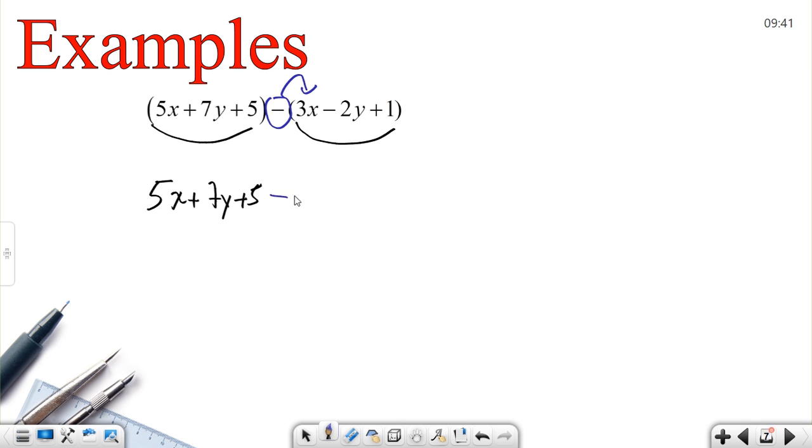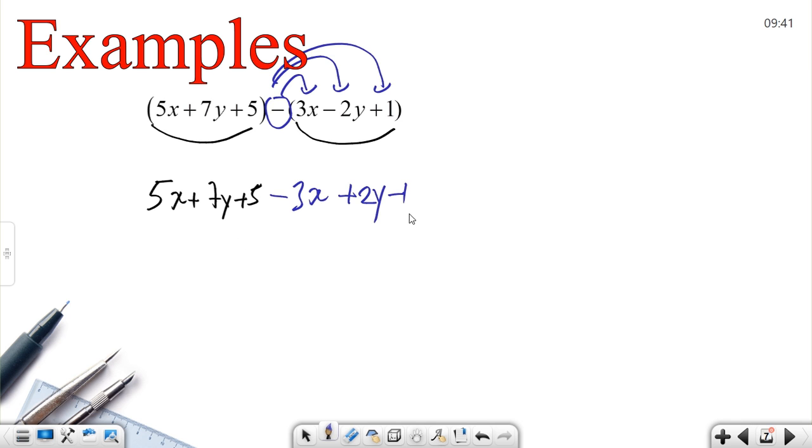Let's write with blue, continue with blue, okay. Opposite of 3x, negative 3x. Opposite of minus 2 is plus 2y. Opposite of plus 1 is minus 1. Here, it's one expression.